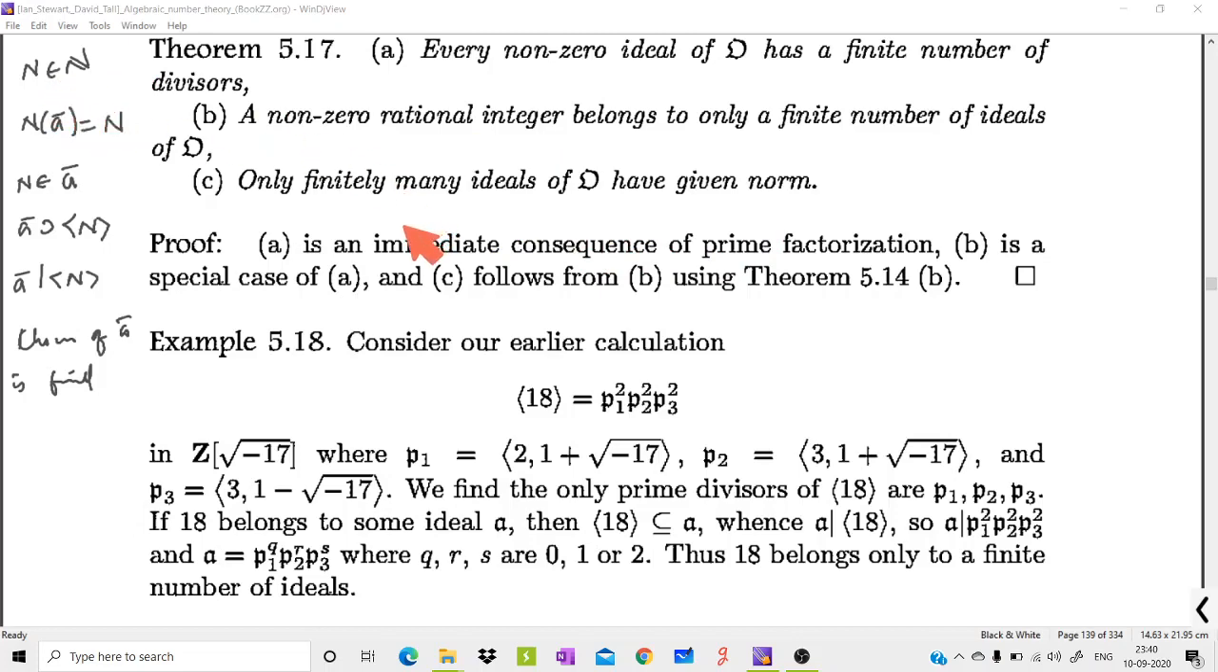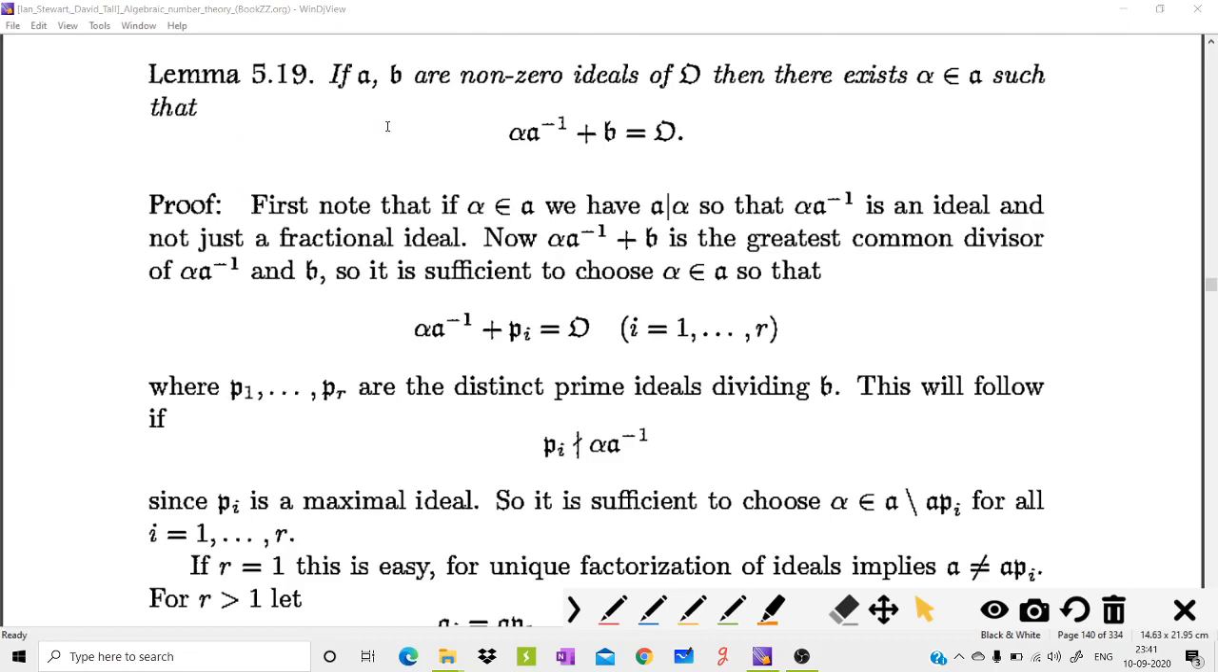Now we are going to prove the important theorem of this chapter 5. Before that, we will prove Lemma 5.19. If A and B are two non-zero ideals of O, then we can find an alpha belonging to A such that alpha A inverse plus B is always equal to O. So we need to prove that for any two non-zero ideals A and B, we can find an element alpha in one ideal such that alpha times A inverse.